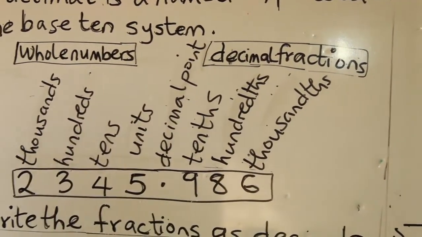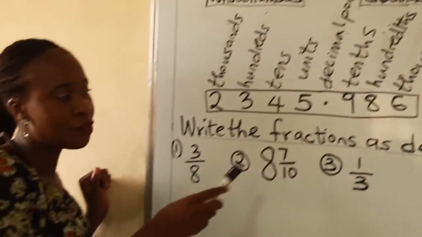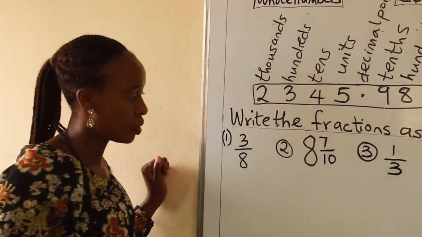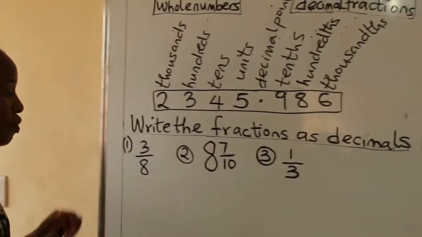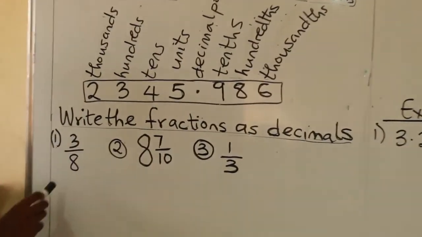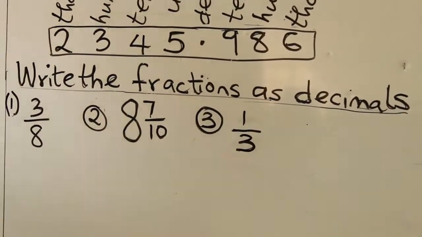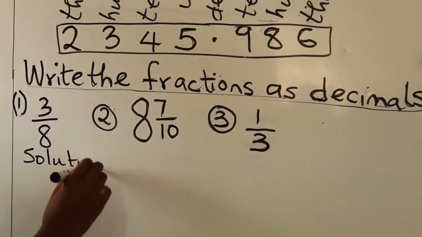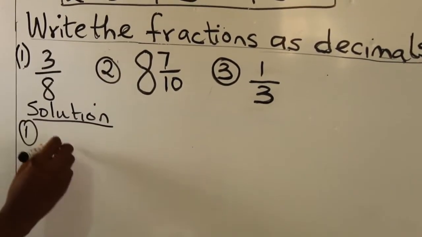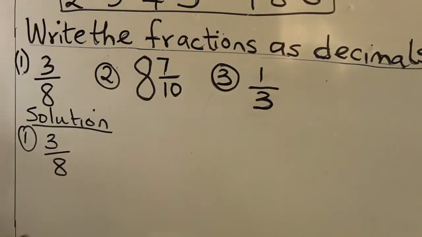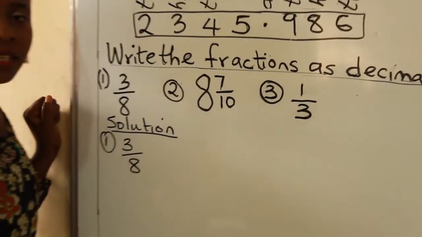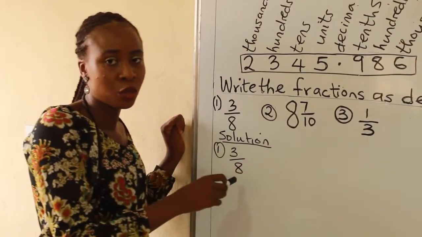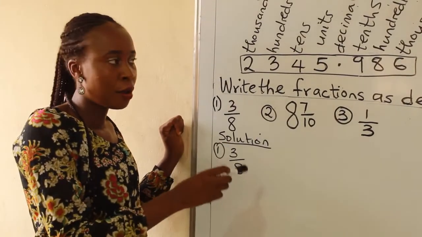Alright, next we'll be learning how to write fractions as decimals. Question number 1 is 3 over 8. We'll be changing 3 over 8 to a decimal. When you're dividing fractions, you divide the numerator by the denominator.